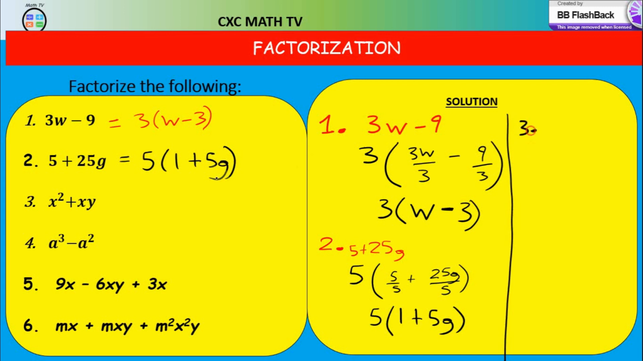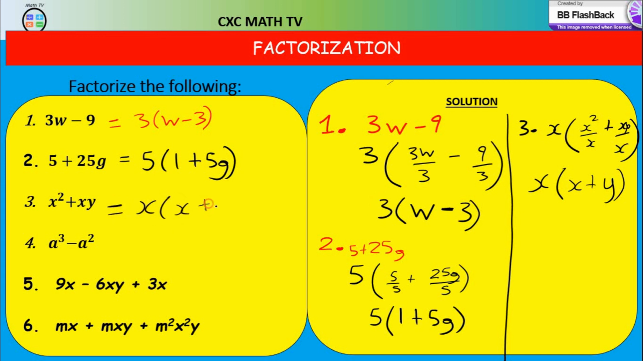The third one: what is the highest common factor between x squared plus xy? The highest common factor is x. Since it is x, we take out x and we're left dividing x squared by x, and dividing xy by x. So we're left with x in bracket, x squared divided by x leaves x, and xy divided by x leaves just y. So our answer is x in bracket, x plus y.